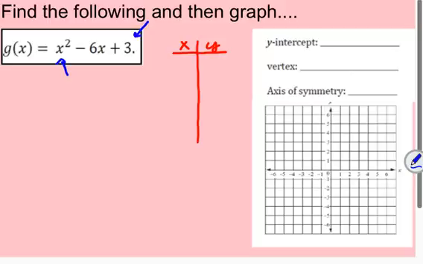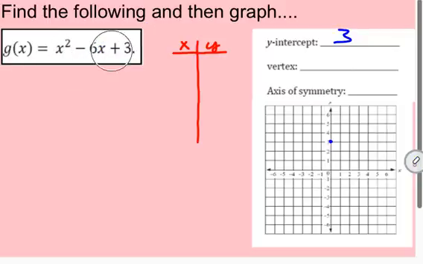We know what our y-intercept is. If you plug 0 in for x, these would cancel out and you're going to get 3. So (0, 3), or 3, is my y-intercept. I know it's going to cross right there. So I know there's one point on my parabola.